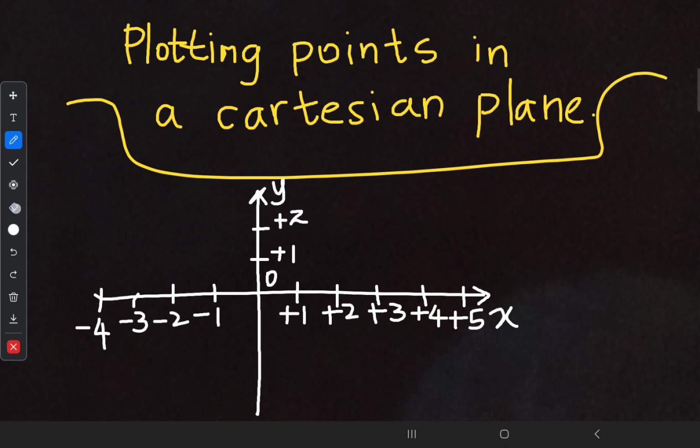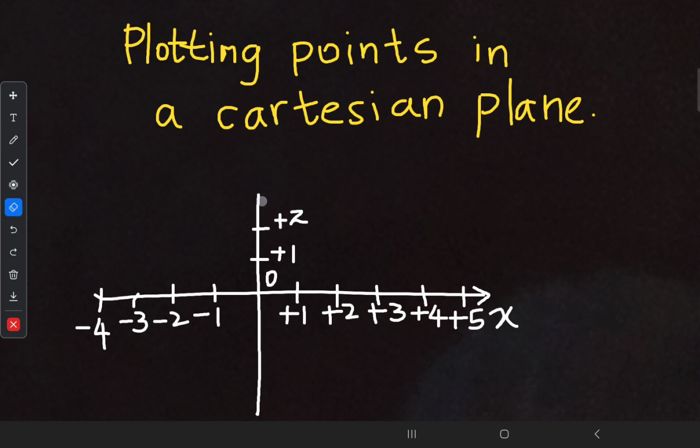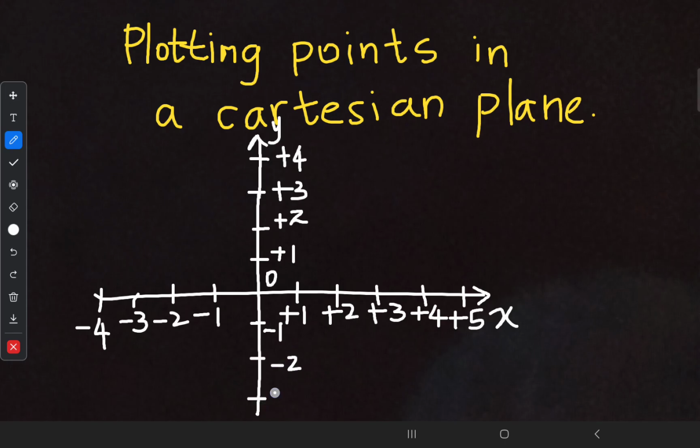I'll extend this line. This is the y-axis, positive 3, positive 4. Below our x-axis we have our negative y quantities, negative 1, negative 2, negative 3, likewise.